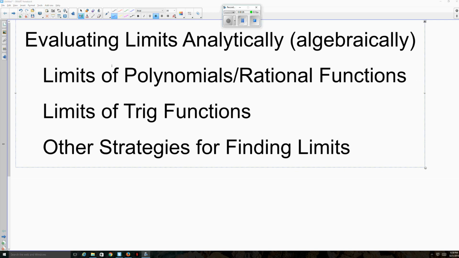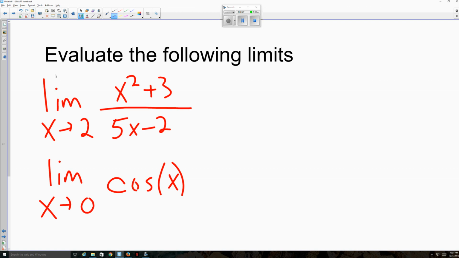So there's a limit on what we can evaluate analytically. We're going to look at polynomials and rational functions. We're going to look at some trig functions, and then we're going to list some other strategies. Now, I can't get all of this done in 5 to 10 minutes, so some of this we'll have to leave for class, but we'll have some ideas here. Okay, so let's look at two of them here. This is number one here and number two here.